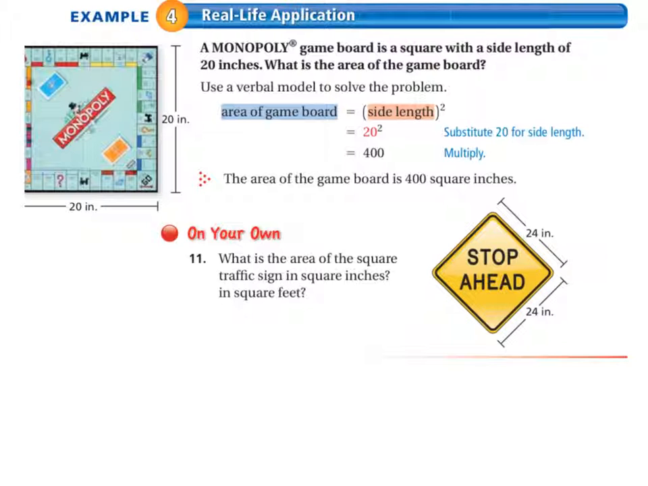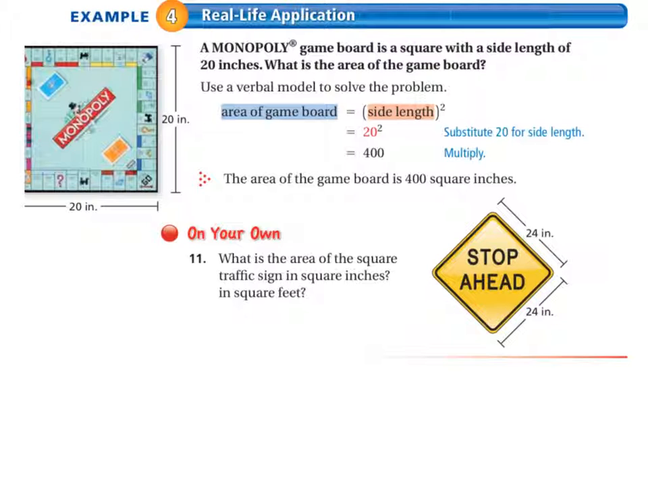Okay, right before we finish up here, we have a couple real-life application problems. Again, I'm just going to leave the work in there. It asks for the area of a Monopoly game board. It's a square, obviously you can see from the picture. The side length of it is 20 inches, so to find the area we're going to take 20 and square it. 20 times 20 gives us 400, so when we go to put our unit of measurement, we're going to put 400 square inches.